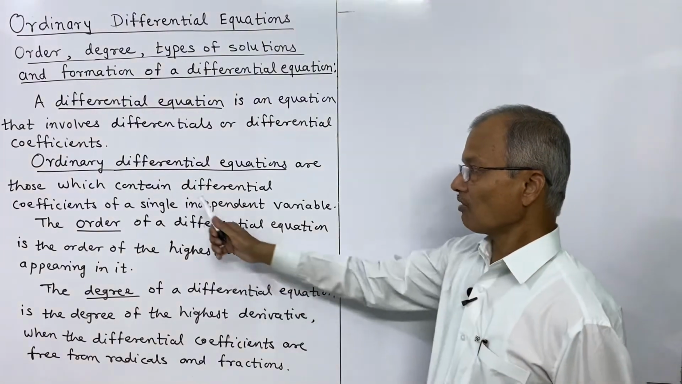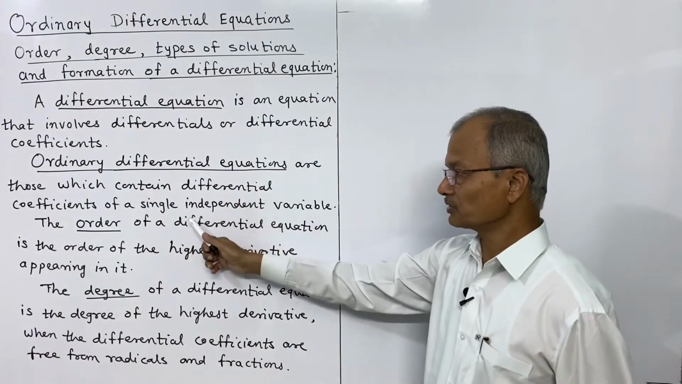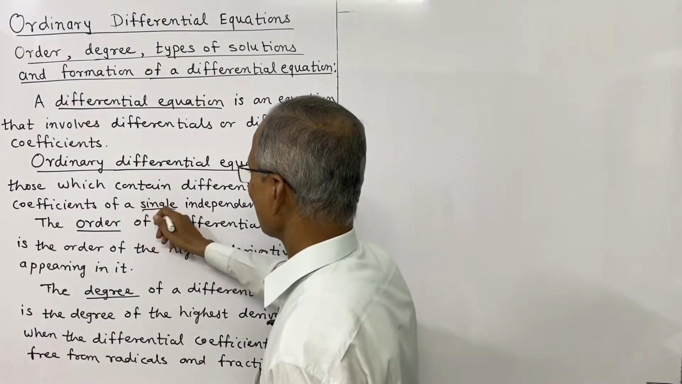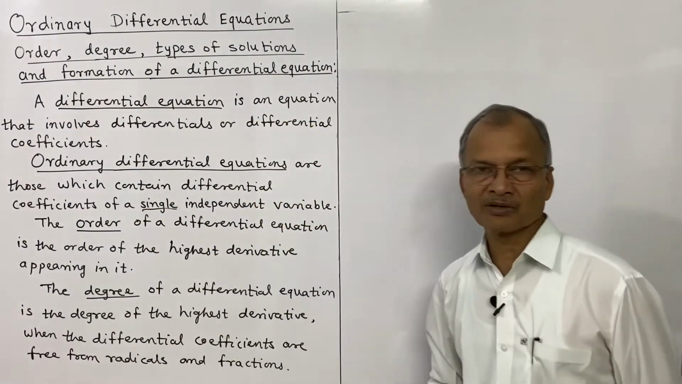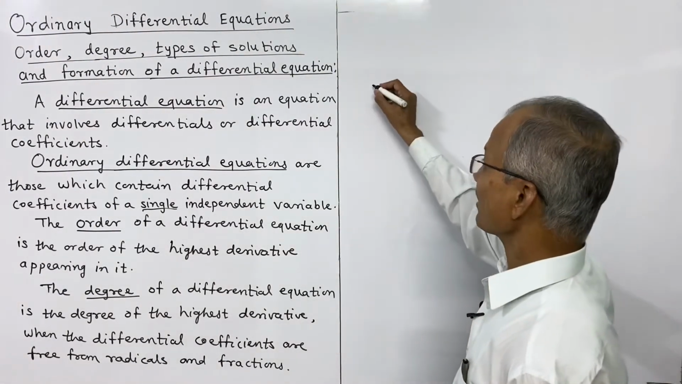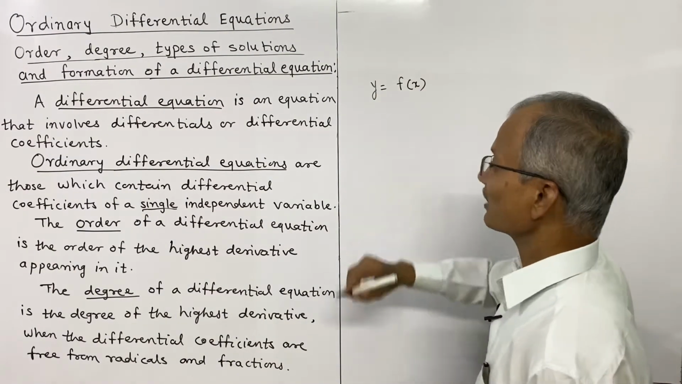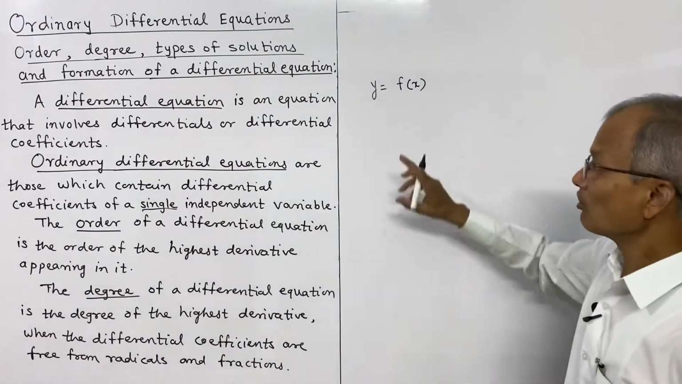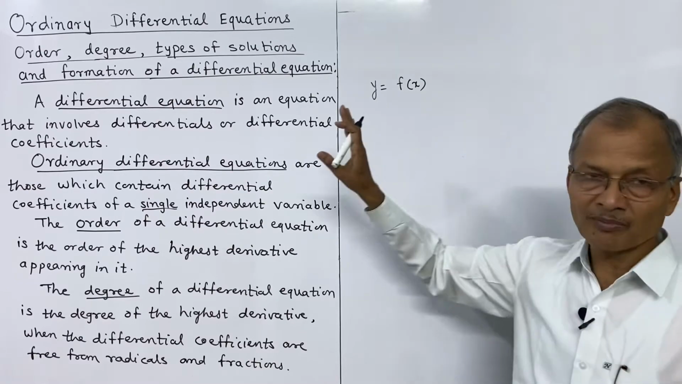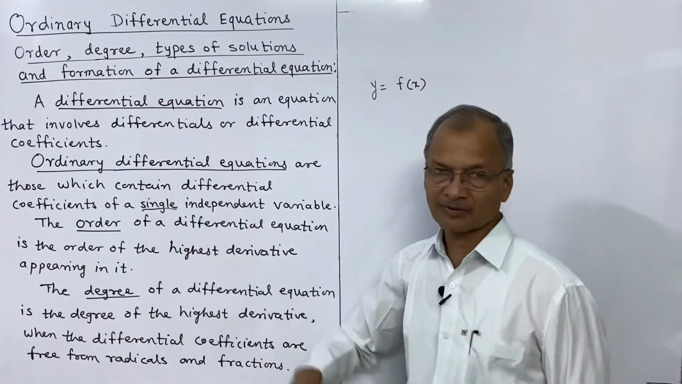And next, ordinary differential equations are those which contain differential coefficients of a single independent variable. So ordinary differential equation contains total derivatives. That means if we consider y as dependent variable and independent variable as x, means y is a function of x, only of a single variable, then the derivative will be a total derivative, and such total derivatives will be there in ordinary differential equation.